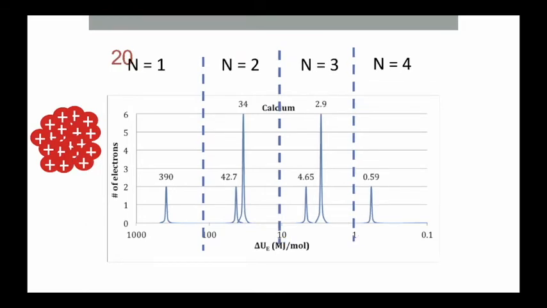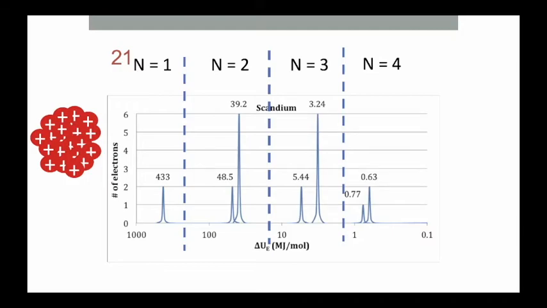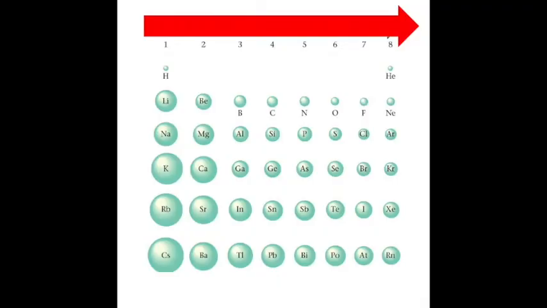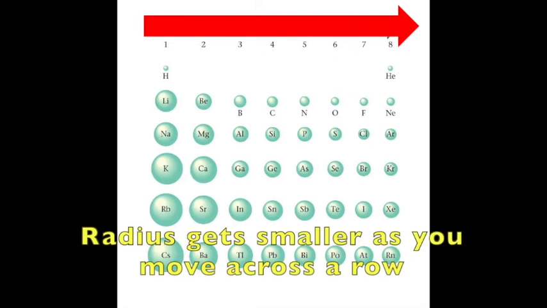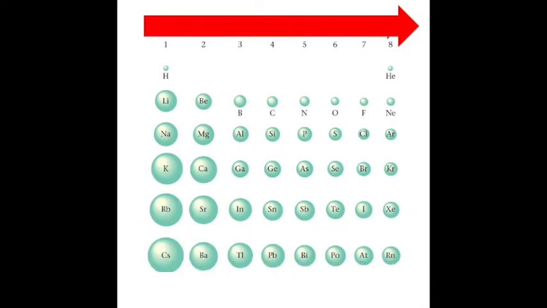Increasing the charge increases the attractive force. These electrons also get pulled in closer to the nucleus, and because of this, the radius of the atom decreases. These atoms get smaller until you add another shell and move to the next row of the periodic table.